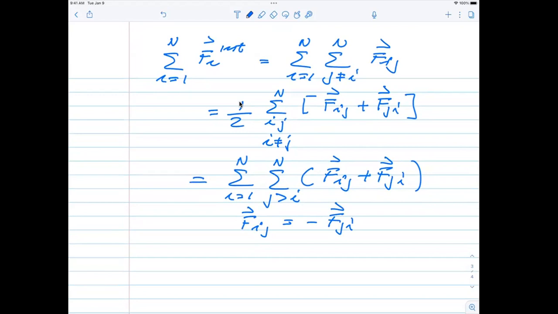So that means that this sum over all the internal forces, and we have assumed that we only have a two-body force, so it acts between two bodies at a time, is actually equal to 0. So that's a very important result. And we have simply used Newton's third law here.